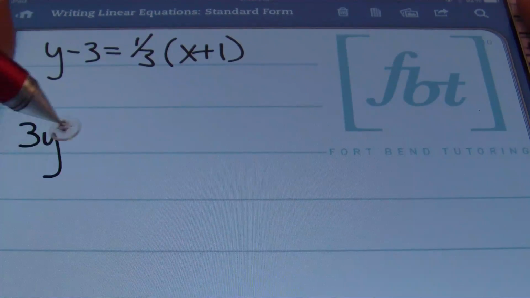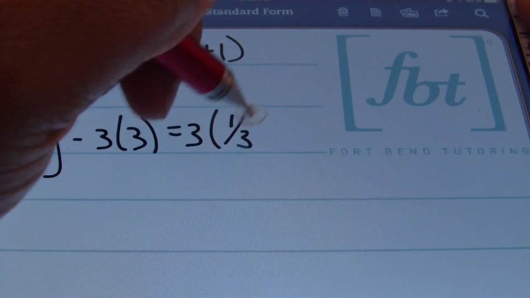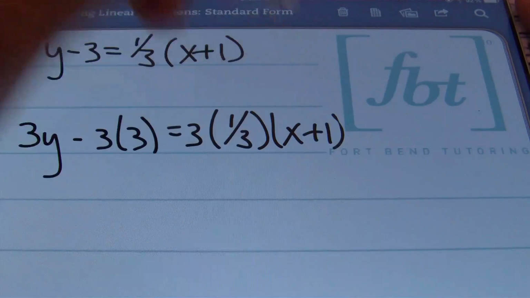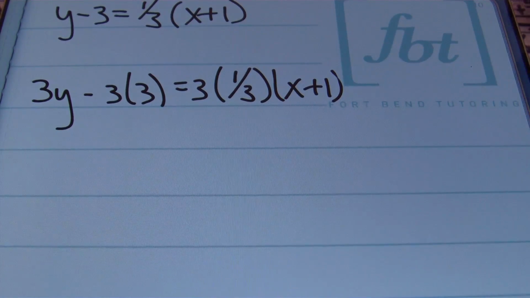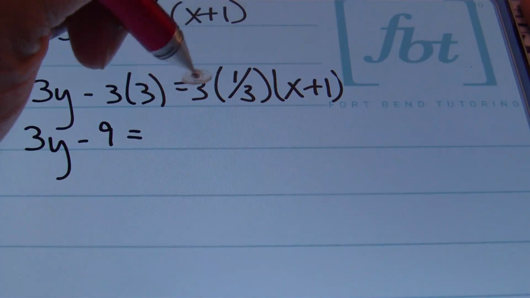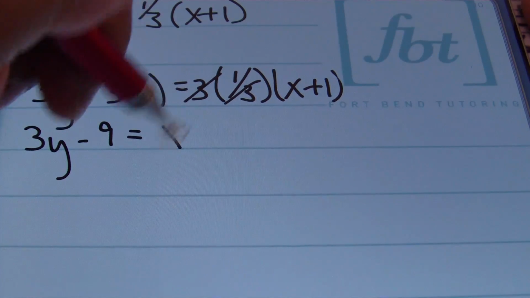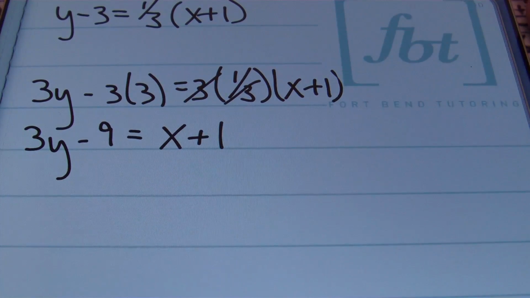I'll have 3y minus 3 times 3 equals 3 times 1/3 times the quantity of x plus 1. All right. Then multiplying this out, you'll have 3y minus 9 equals... here my 3's will cancel out, and 1 times anything is itself, so I'll just end up with x plus 1 here on the right side of the equal sign.